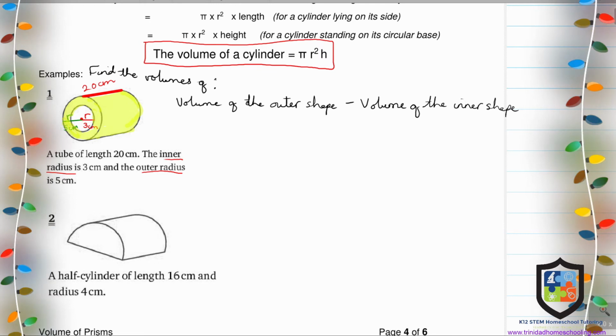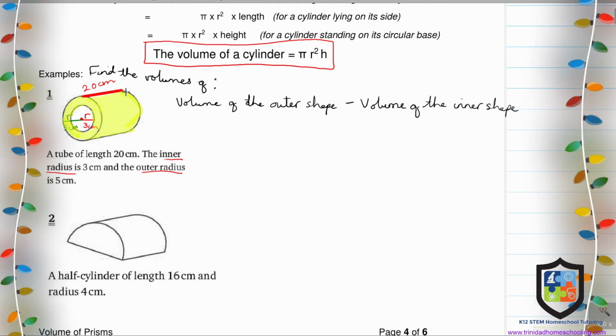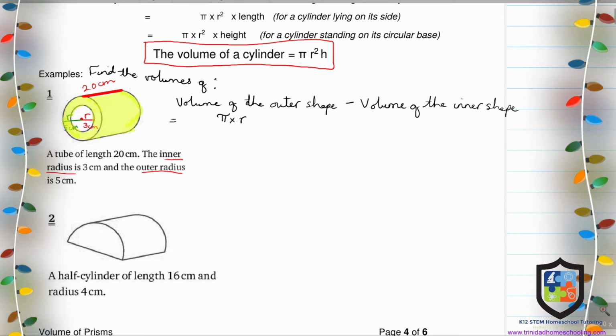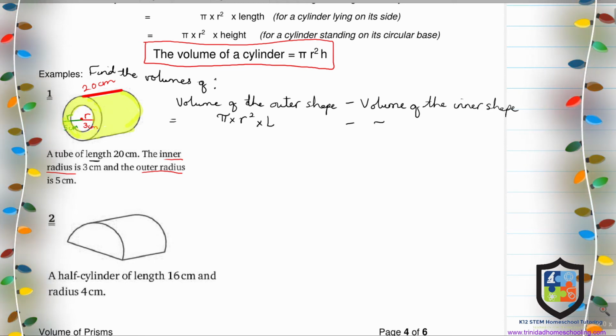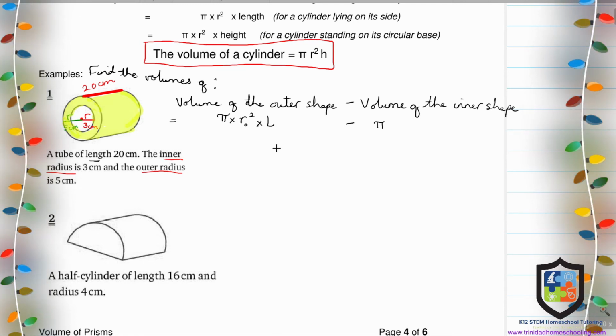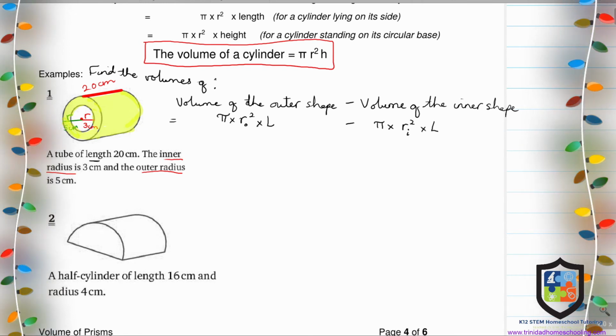Now the volume of a cylinder is pi r squared by height, or in this case it's going to be pi r squared by length. So we're going to write our formula: pi multiplied by r squared multiplied by the length in this case. And it's going to be the same thing here, but a different length, right? So we're going to say pi by the radius squared of the outer shape, minus pi by the radius squared of the inner shape multiplied by the same length.